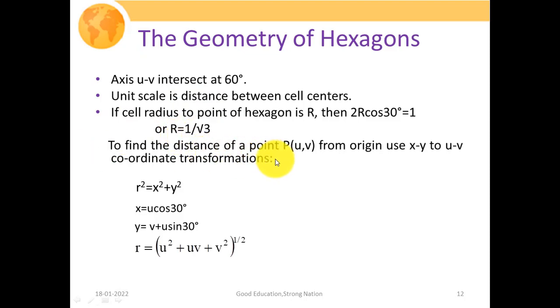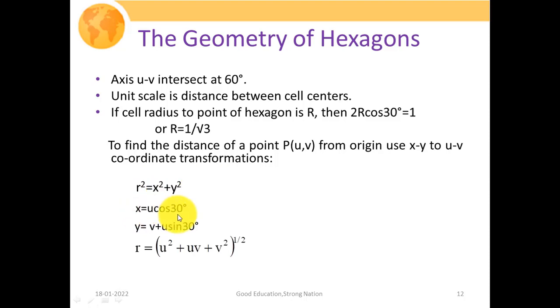So to find out the distance of point uv from the origin, use xy to uv coordinate transformations, such that r square will be equal to x square plus y square. Here this equation shows that in order to reach that particular point P on your xy coordinate system, we have to move x units along the x-axis and y units along the y-axis, and that shows the position of point P. So r square is equal to x square plus y square.